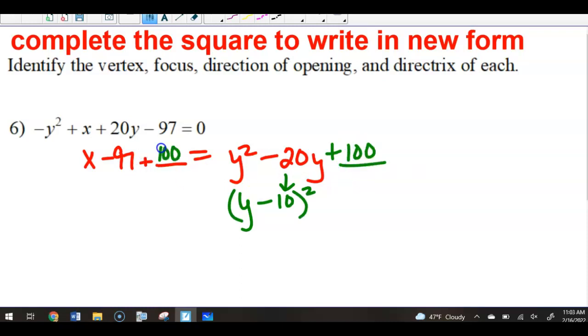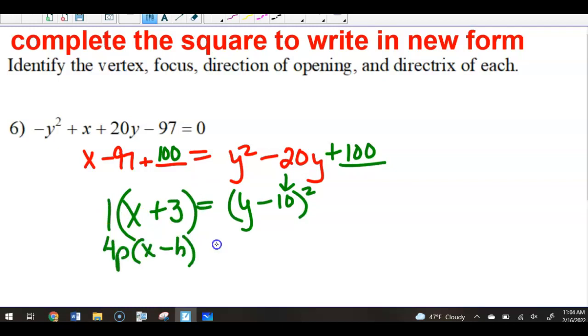And when we added that over here, we got x plus 3. And there would be a 1 for the 4p out here, and this would be the x minus h, and this would be the y minus k. And you could flip-flop sides if you wanted.